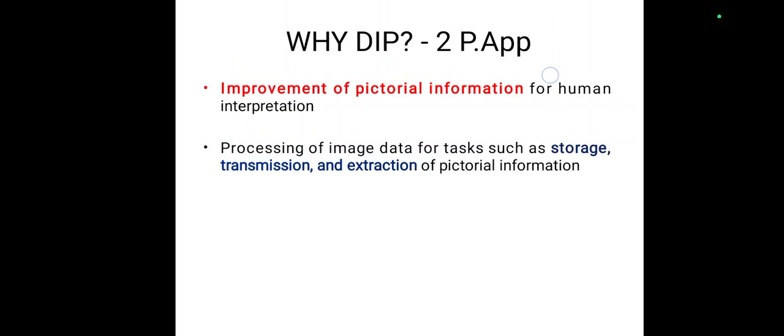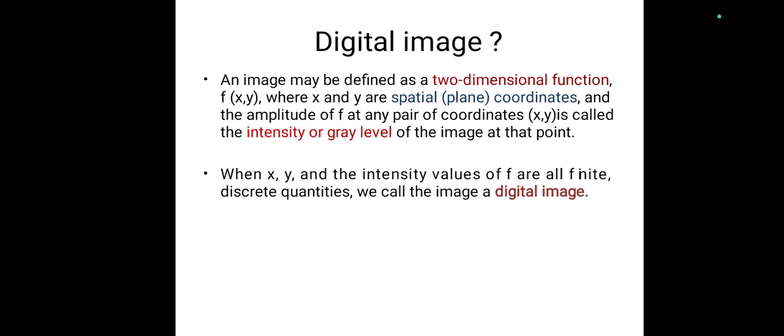So what is a digital image? A digital image is just a grid of numbers. Each number in the grid represents the brightness or intensity at a specific location. Technically, we define it as a function f of x comma y, where x and y are spatial coordinates and f is the intensity. If all the values are finite and discrete, we call it a digital image. Basically, it's an image that has been converted into numbers a computer can understand.